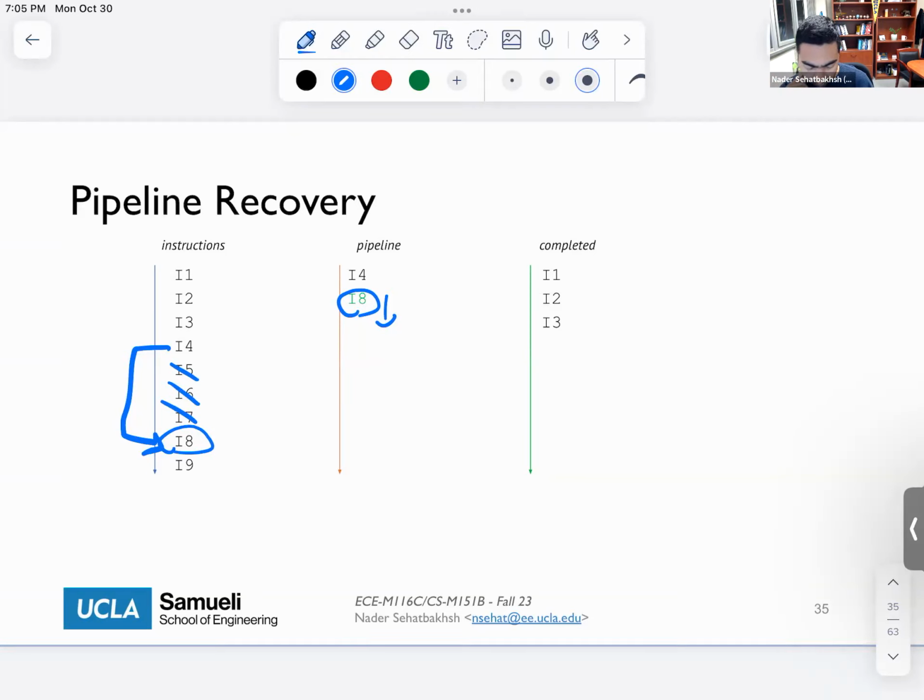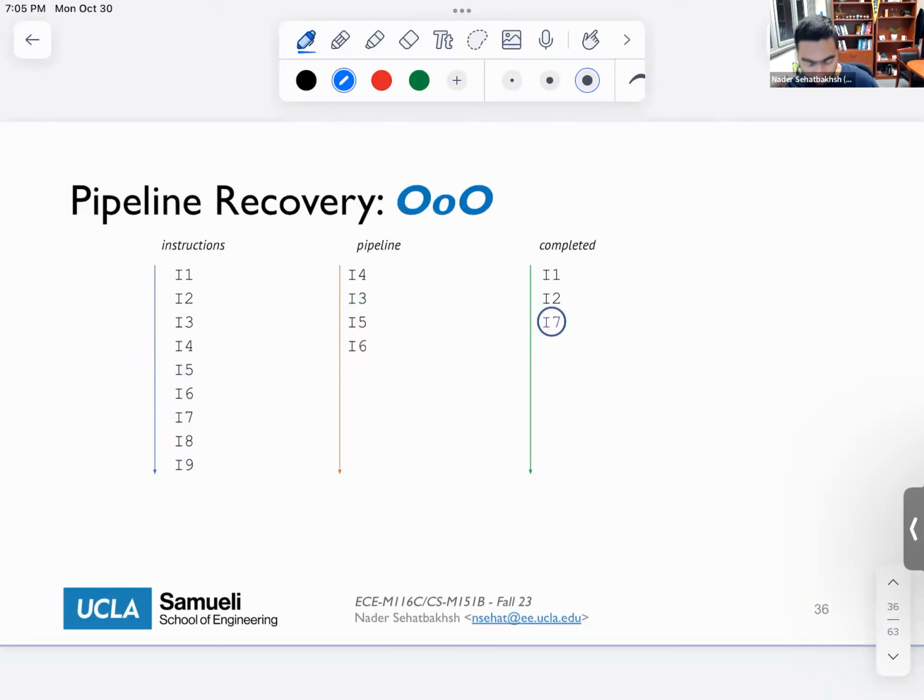And as you can see here, as long as we are doing this in order, we don't have any issue. I1, I2, I3 are already completed, no issue. I4 is in the pipeline. We fetch I5, 6, and 7. We realize that we made a mistake. We flush them out of the processor, and then we continue with I8 and we're good, right? So these are all the things that we discussed extensively in the past 2 weeks or so. So far so good, no issue.